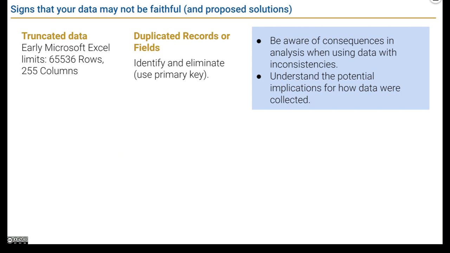So, some signs that your data may not be faithful. The first thing you might look for is truncated data. The early versions of Microsoft Excel would have limits on the number of rows. And so if you see that your number of rows is that exact number, 65,536, that should be a red flag that this likely was not the full data set and it just got truncated in an earlier file.